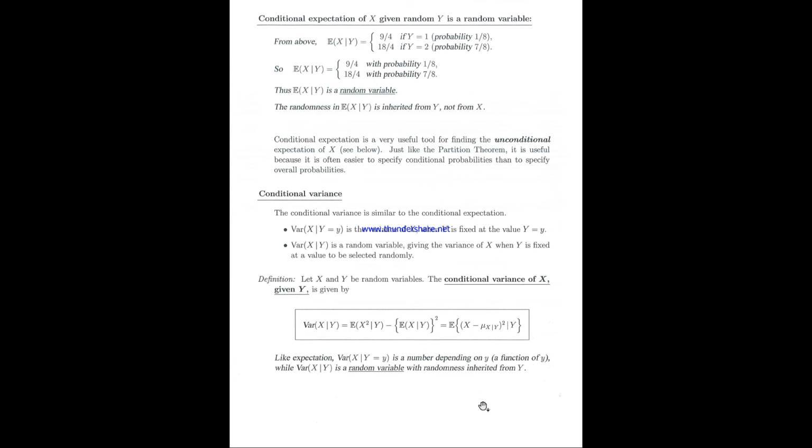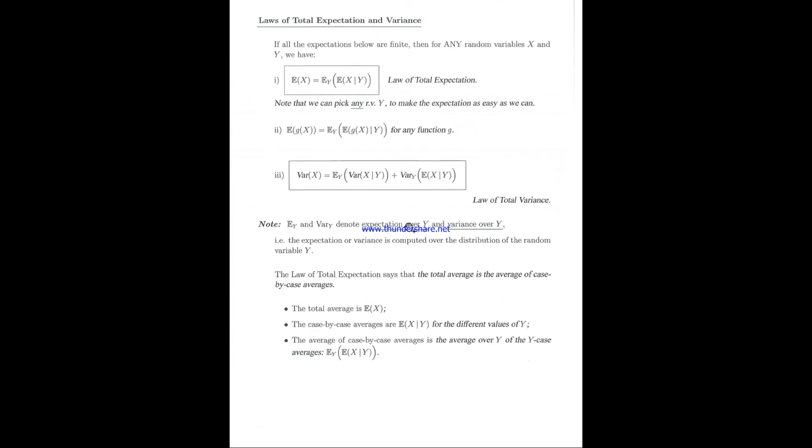So just as the conditional expectation, the conditional variance is also random because it's changing the values, and here also the randomness is inherited from the random variable y, because when we are changing y, it's changing, not because of the random variable x.